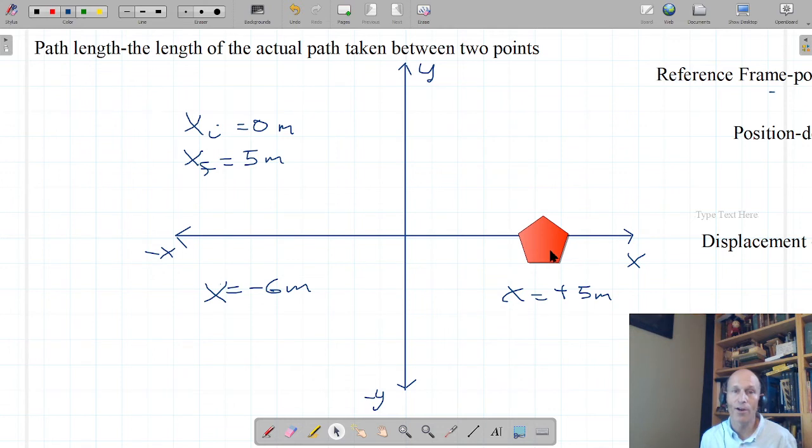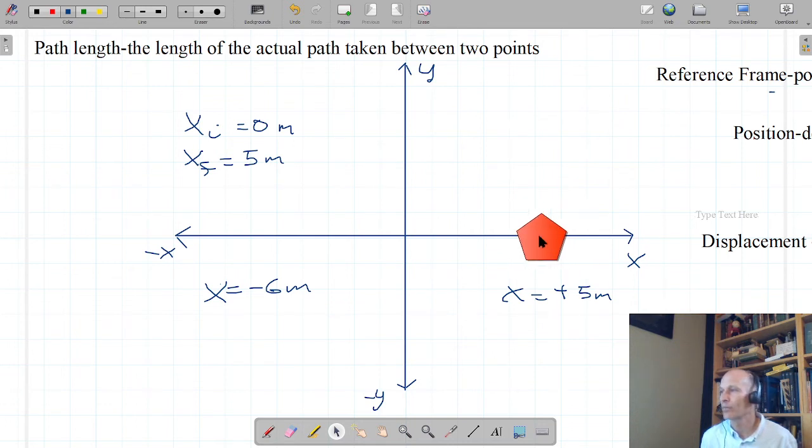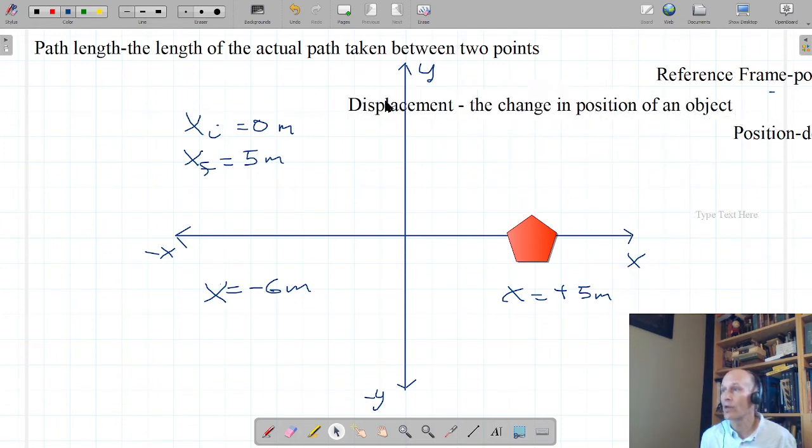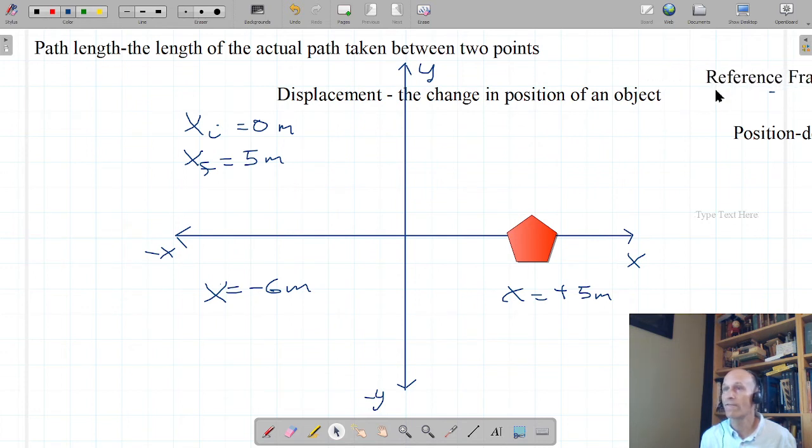I could have gotten there by a different path. I could have gotten to here by a totally different path. For instance, I could have started at 0, and I could have wiggled it, done all kinds of things, and then ended up here at wherever 5 meters is again. I think it was there. It's not so urgent that it's in the right spot. And that would be a very different path length, but the starting and ending positions would be exactly the same. So there's a difference between path length, or what's sometimes called distance, and displacement. So let's define those two things.